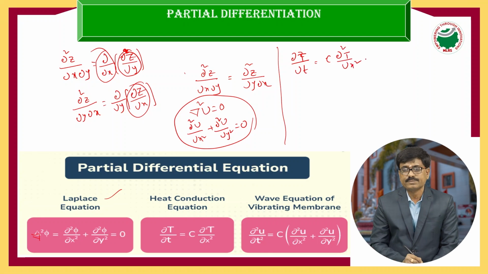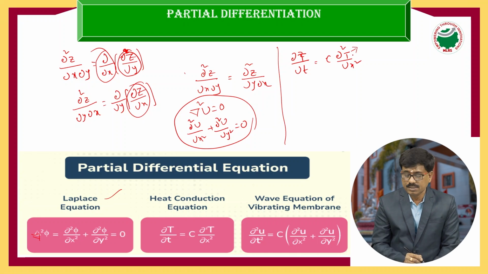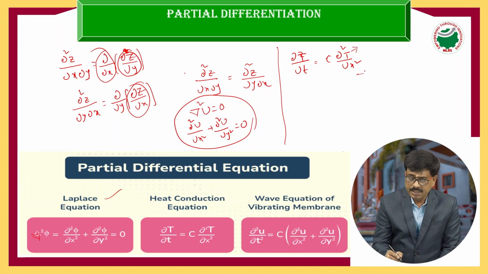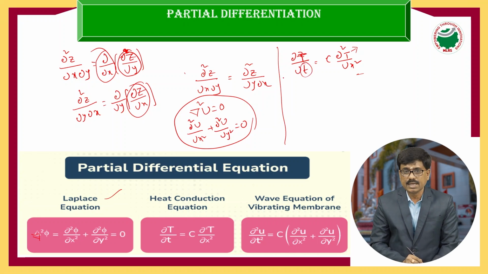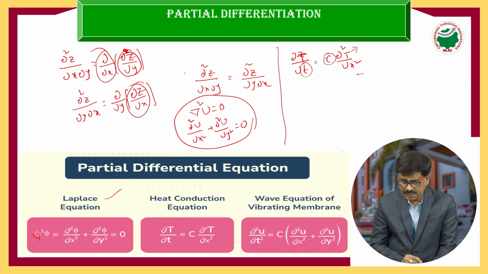dou x square. See, here time is the independent variable, x is also an independent variable, where C is a constant. This is also a mixed second order as well as first order equation. Come to the next, wave propagation, because we can say further we are extending into the wave equation.